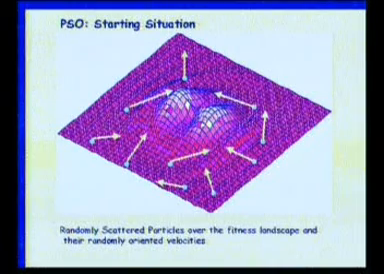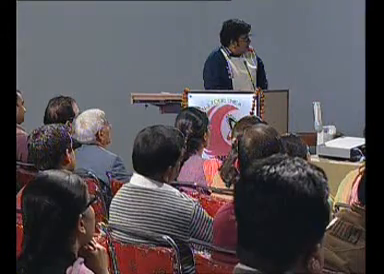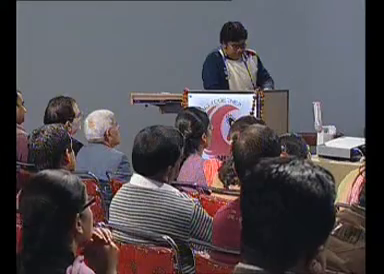In case of particle swarm optimization, we start with a population of search agents which are called particles, and each particle is having a velocity vector associated with it. These yellow arrows are velocity vectors. This is a functional landscape. That means this is a plot of that f versus x1, x2 in 2 dimensions, obviously. Randomly scattered particles, and each particle is having a velocity.